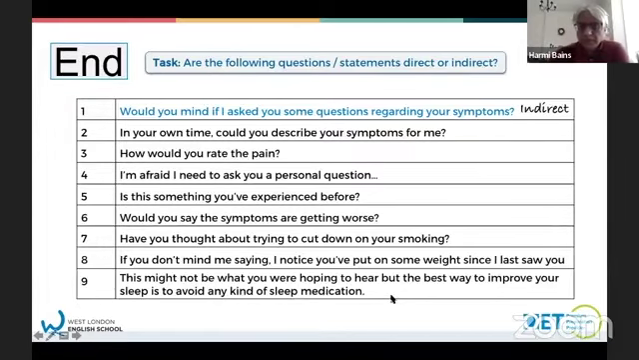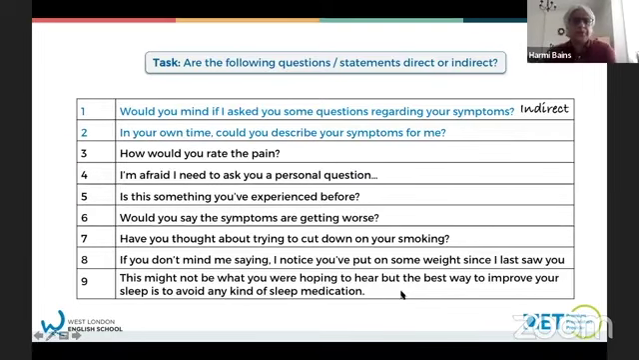That's great. It's brilliant. In fact, if we quickly go through these, then number 2, in your own time, could you describe your symptoms for me? This is an indirect way of asking a question, and actually quite a nice little phrase at the beginning, in your own time. If you're dealing with a sensitive issue, if your patient is upset, it's just a really nice way. In a way, it's a nice way to show sympathy as well. So it's a nice little question.